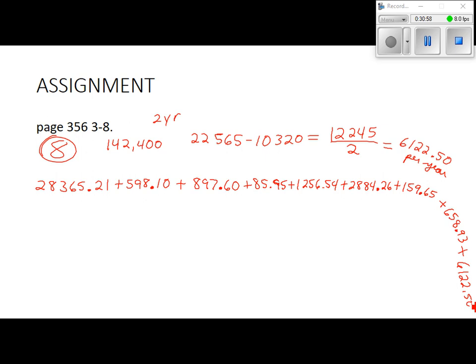Anybody get anything yet? I'm almost there. 41,028.74. Anybody else get that? I might have got it wrong. I got 39,888.6. I have 41,028.74. Yeah, that's right. Is that what we're going with? Yes.